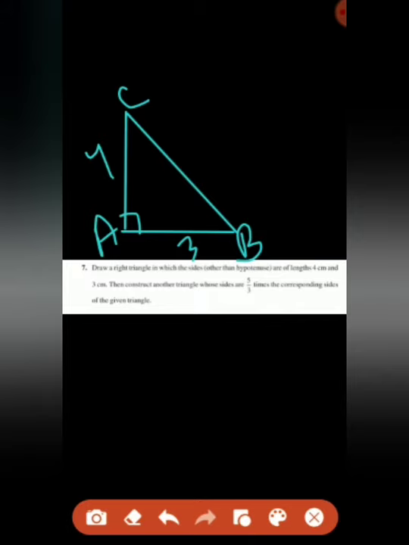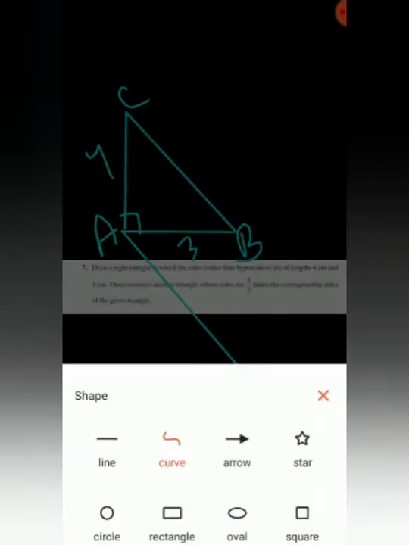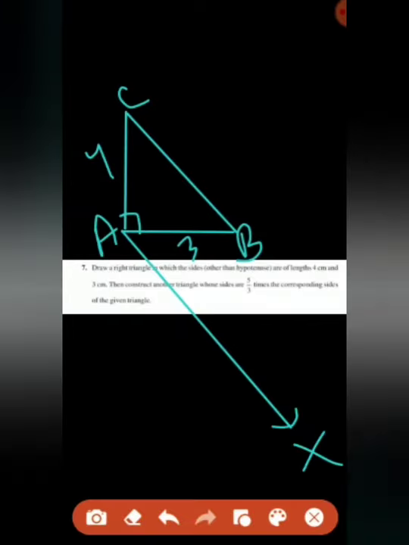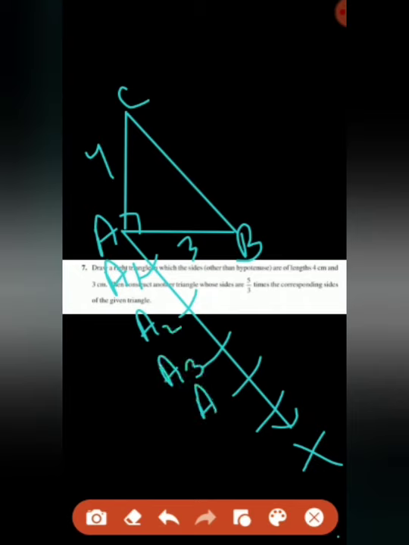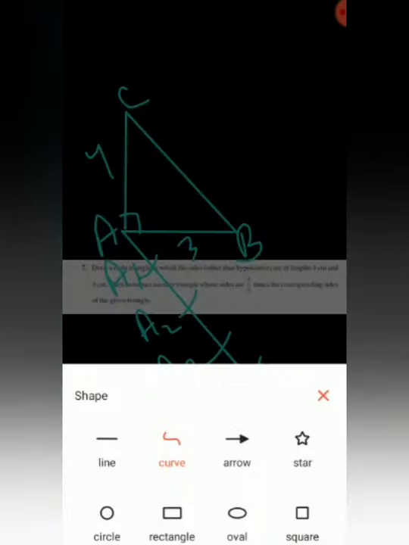So from A, I'll take a ray as we used to do before. I'll take a ray like this, AX. I'll mark 5 points on this ray because 5 is greater among 5 and 3. 2, 3, 4, 5. After marking 5 points, I'll name these points. This is A1, this is A2, this is A3, this is A4, and this is A5. After this, you join your A3 to B because it is in the ratio 5 by 3, right? So 3 should be joined with B.